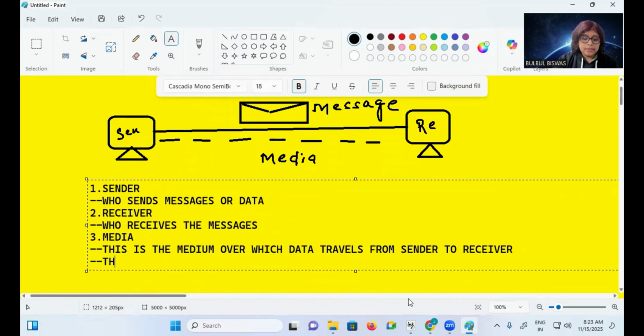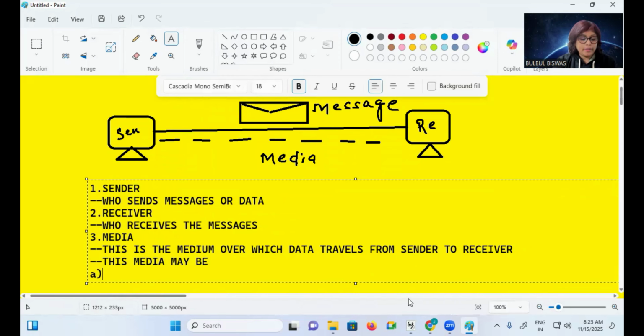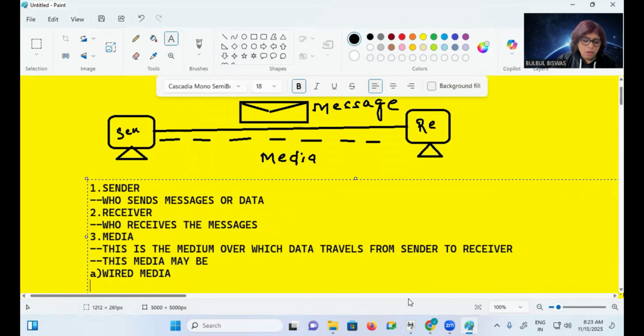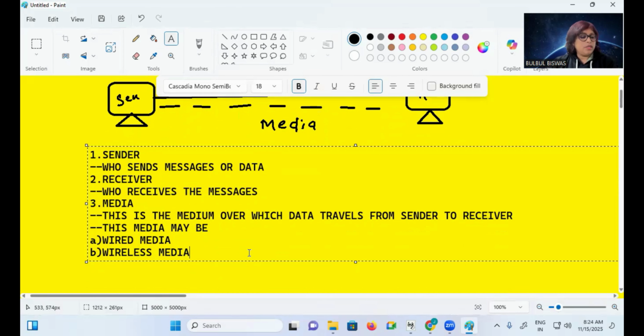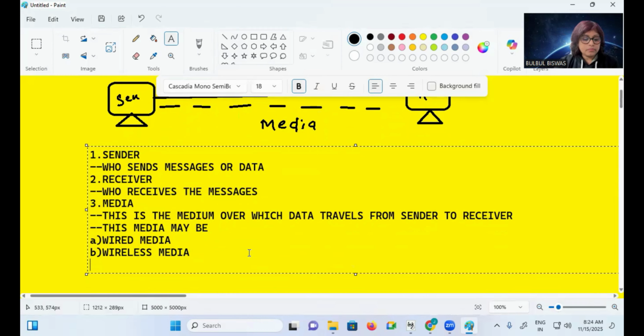And this media may be either a wired media or a wireless media. In new sessions, we'll discuss this media in detail. Right now, just up to this, we are using two types of media. One is the wired media, another is the wireless media.